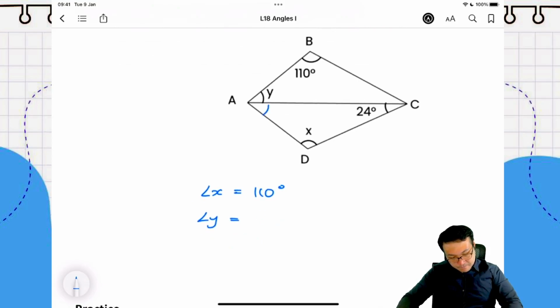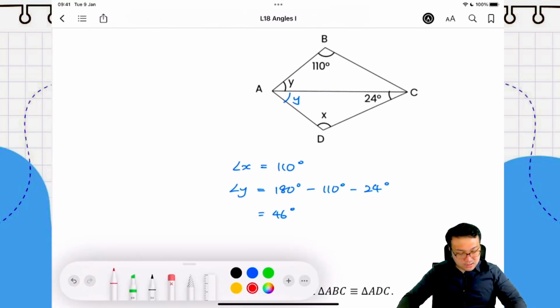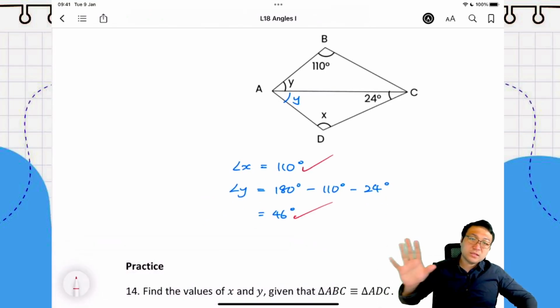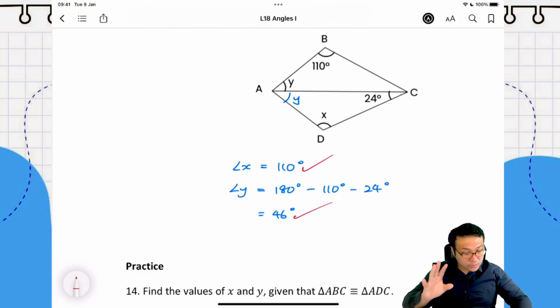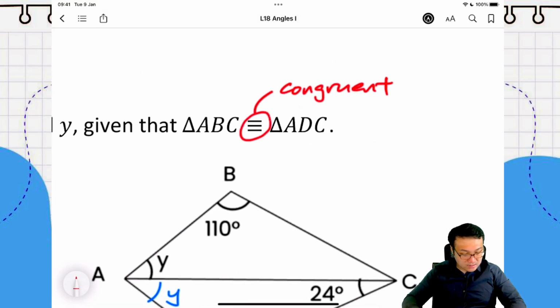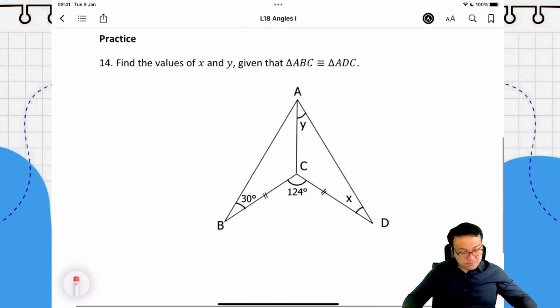Okay, so this is y as well. So you need to take 180 minus 110 and minus 24. Then you will find the value of y. So that's the meaning of congruent. Congruent means the two triangles are exactly the same. All the angles are exactly the same, and the length of their sides is also exactly the same. You're going to draw 3 lines. This is congruent. Okay, so can we try practice 14, please?